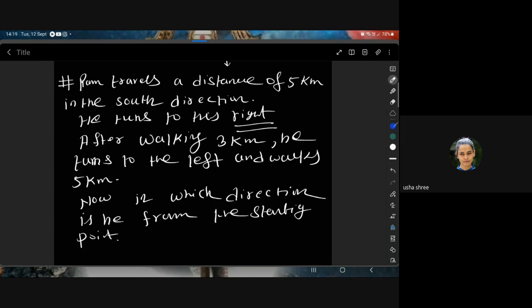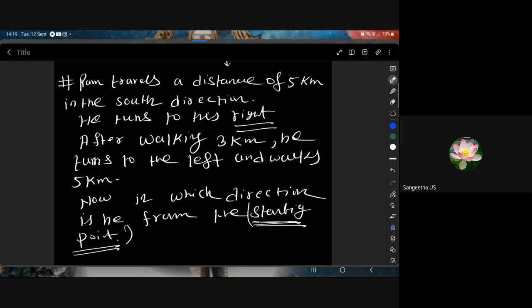Apparently you are right, but there is a twist. See this word: starting point. If it is diagonal, then it is southwest because he travels another 3 kilometers. Yes, you got it right. This is the twist, the last two words: starting point. You have to take the reference of the starting point. If they would have simply asked in which direction now he is facing, it is south.